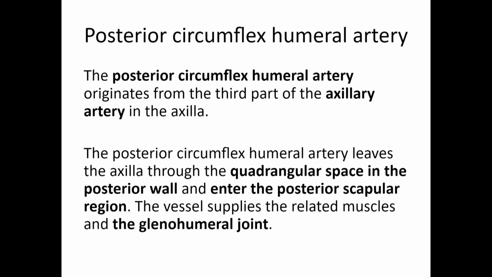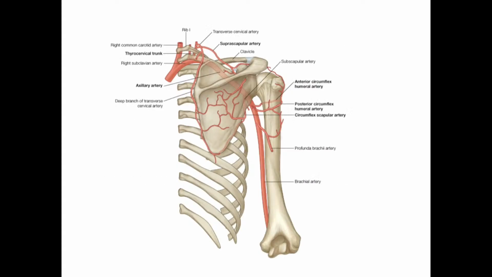The posterior circumflex humeral arteries leave the axilla through the quadrangular space in the posterior wall, and they enter the posterior scapular region. Mostly what they supply is the glenohumeral joint. And as you see on this photo here, we have several of these arteries mentioned. See, these are our posterior and anterior circumflex humeral arteries.